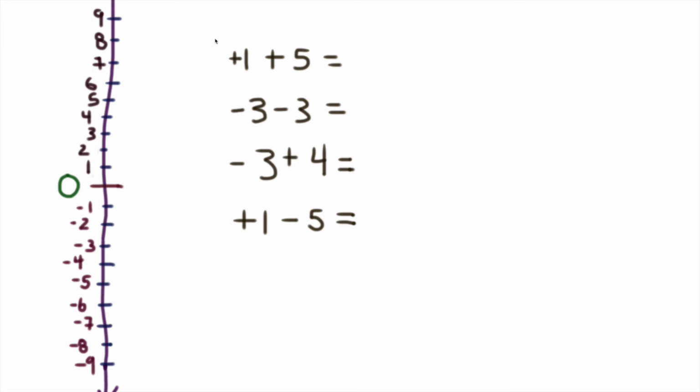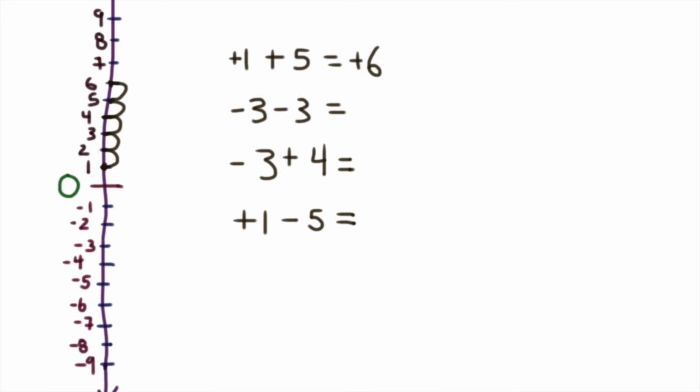+1 + 5. So we start at +1 here, and we go 5 units up. If we're doing it vertical, plus is up. The positive number is on the top side. So we got 1, 2, 3, 4. We got to go 1 more unit. We end here on +6, so our answer is +6.